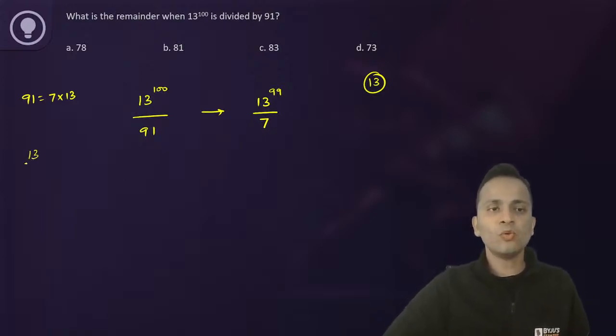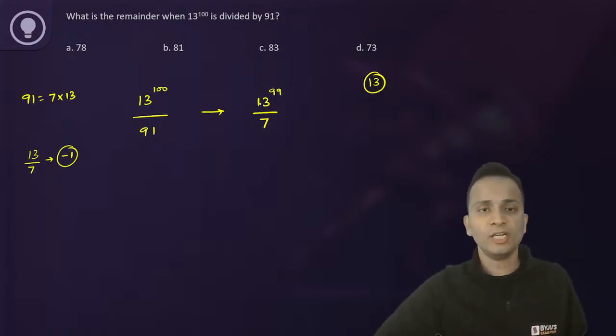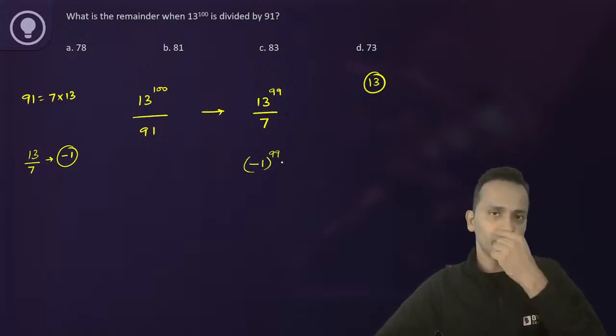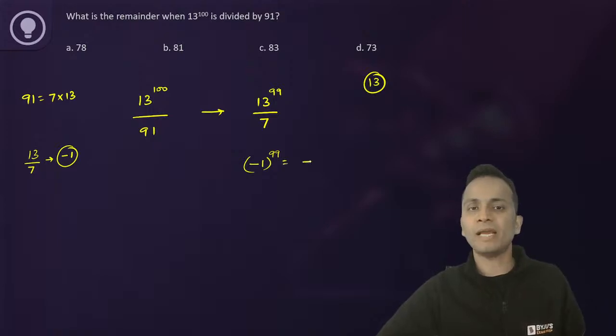Now 13 when divided by 7, since 14 is completely divisible by 7, 13 is 1 less than that. So here the remainder can be written as -1. Okay, so that is the negative form of the remainder. So 13 divided by 7, remainder will be -1. The power is 99, so it will be -1 raised to the power 99. That is -1. Okay, clear?